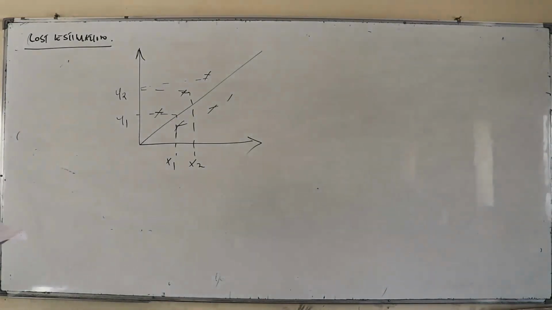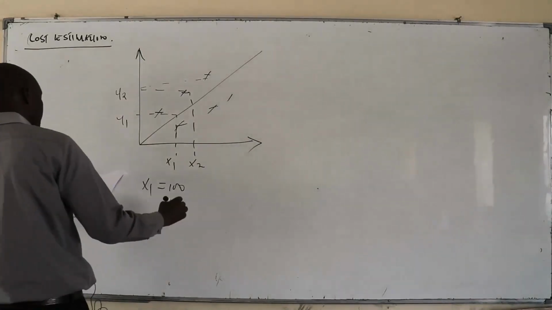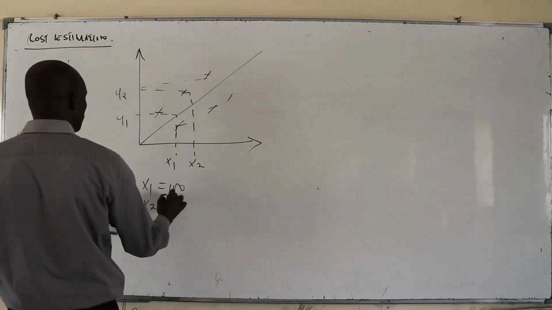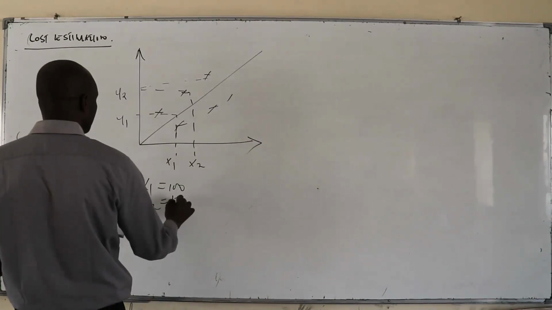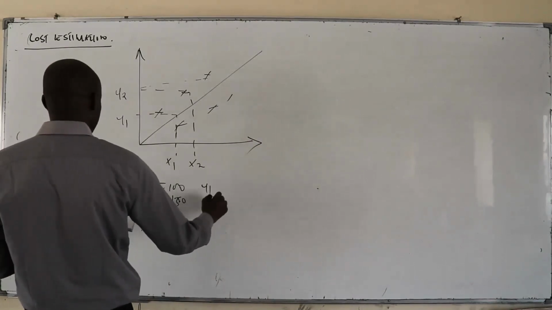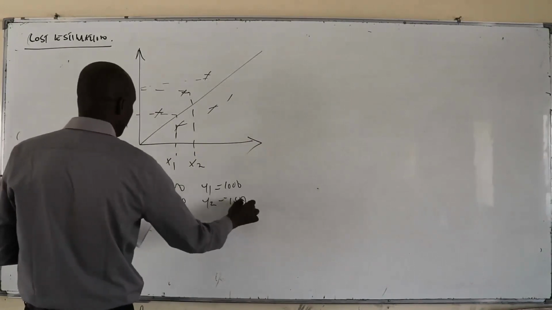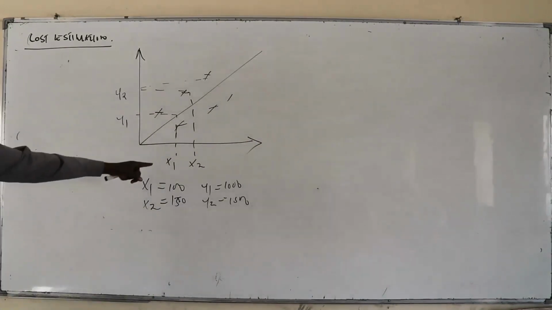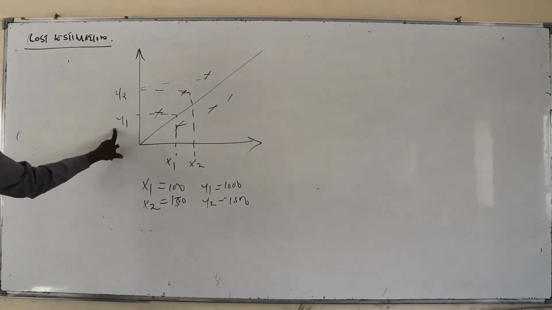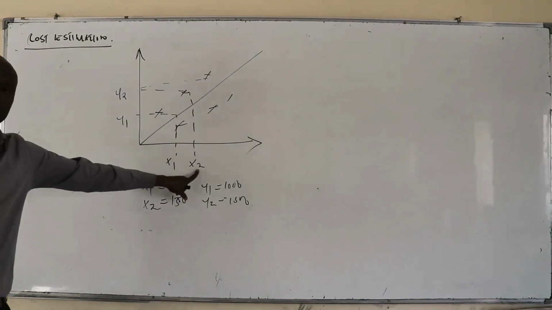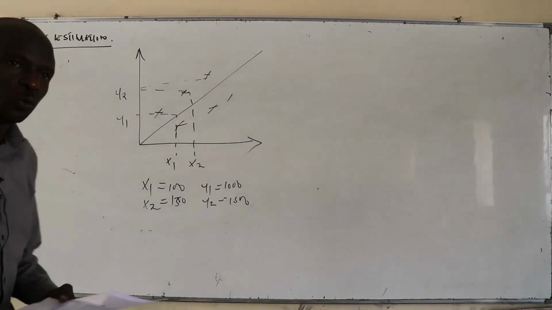So assuming x1 here is equals to 100, x2 is equals to 150, and y1 is equals to 1,000, y2 is equals to 1,500. So in other words, if you produce 100 units, you get a total cost of 1,000. If you produce 150 units, you get a total cost of 1,500, isn't it? So you just pick those two points.